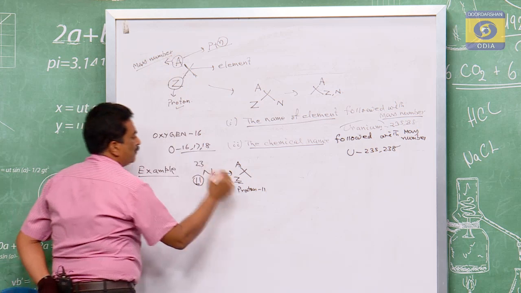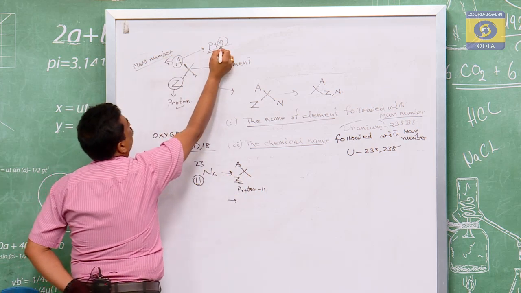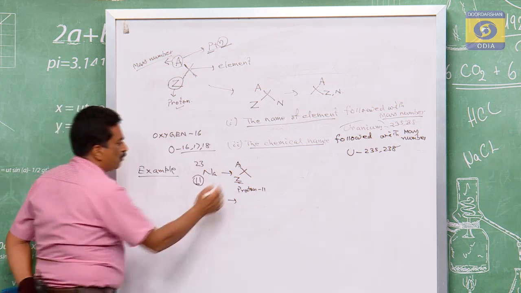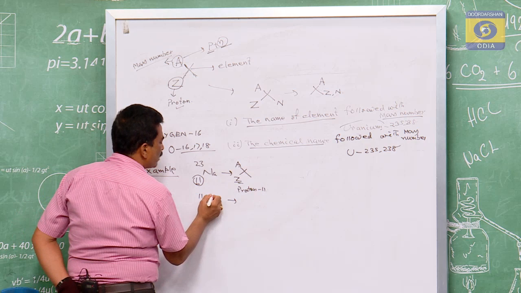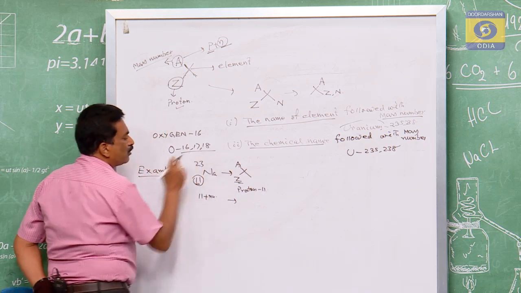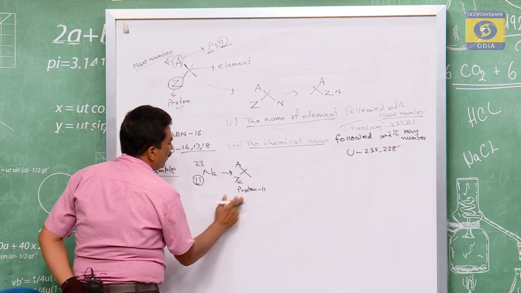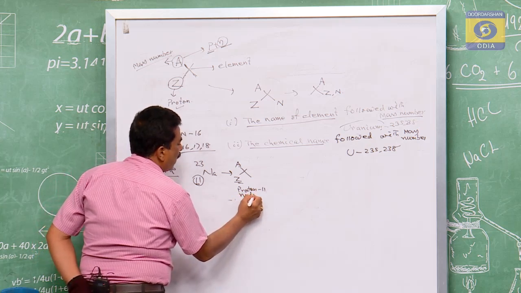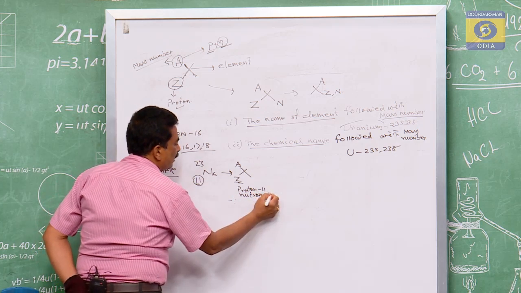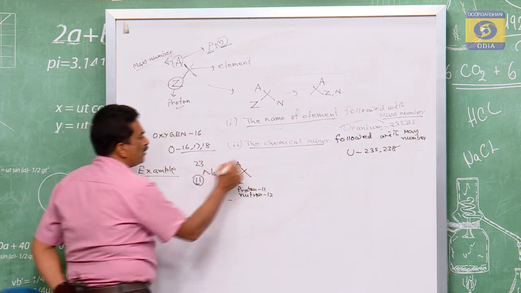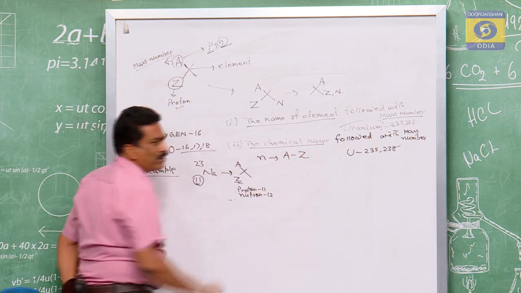A is the mass number. The mass number is the proton plus the neutron. So, the proton number is 11, which means 11 plus the neutron equals 23. Therefore, the neutron will be 23 minus 11, that is 12. Therefore, the neutron number N is equal to A minus Z.